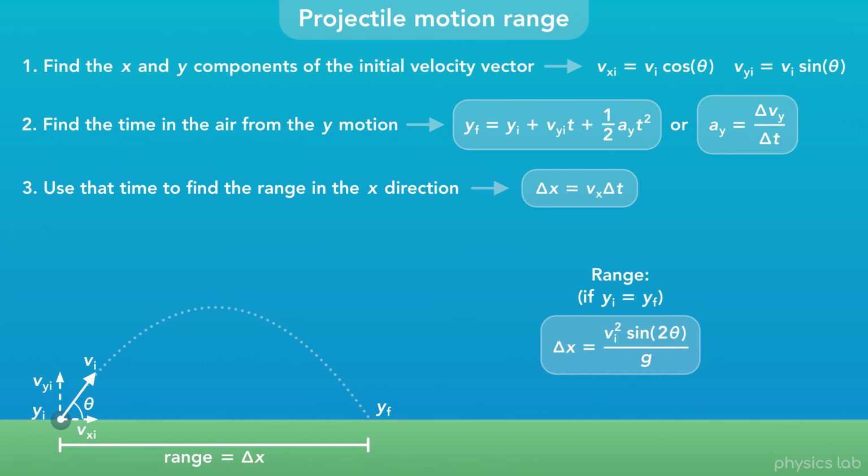The range of the projectile motion is delta x, how far the object travels in the horizontal direction. To find the range, we need the initial x and y velocities. Then, we find the amount of time the object is in the air using one of these equations. Then, we plug that time into the x velocity equation to find the range. If the initial and final heights are the same, like if the object starts and ends at the ground, then we can use this equation to find the range.